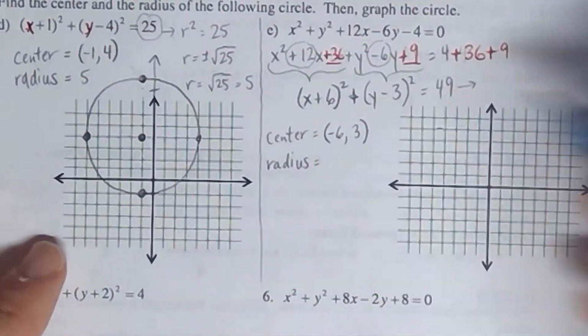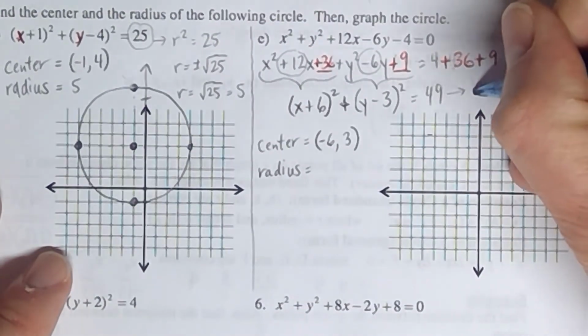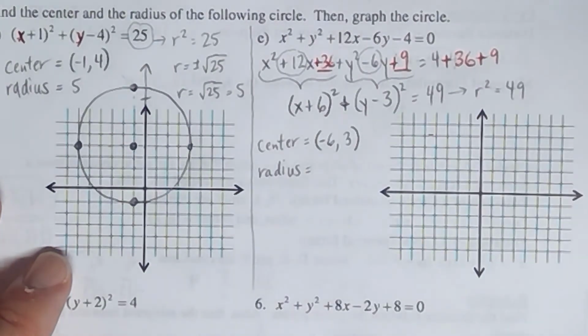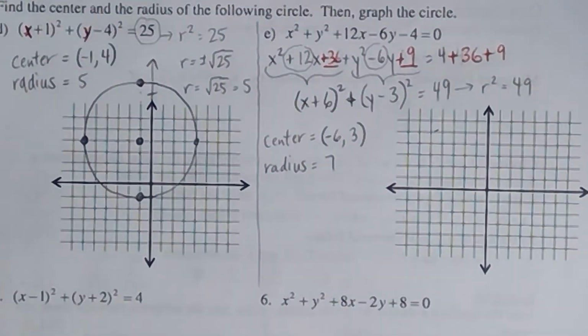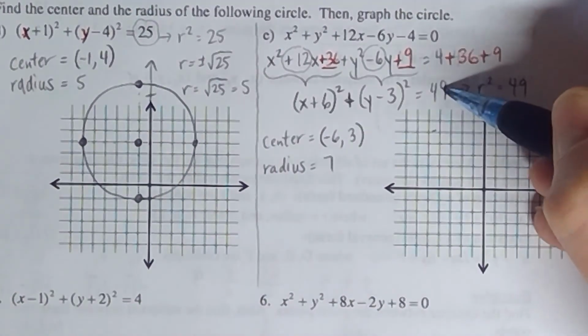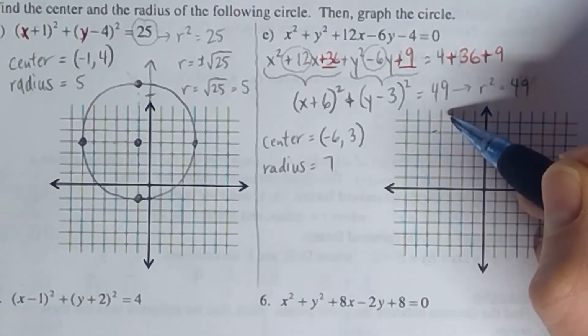Okay, so that means we use 49. We don't use 4, we use 49, and we say, okay, if r squared is 49, then what is r? Well, what's the square root of 49? It is 7, isn't it? And that's why the radius is 7. Okay? So when you go from the equation to figuring out the radius, you got to take the square root because this is a r squared.